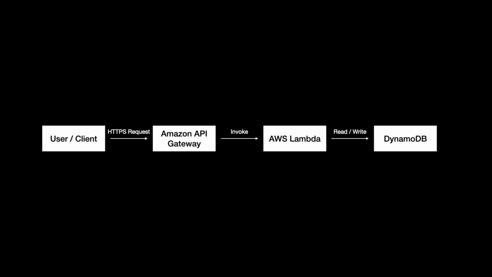When someone hits my API endpoint, API Gateway triggers a Lambda function. That Lambda function updates a counter in DynamoDB and returns the updated count as a JSON response. This is a classic serverless pattern and a great foundation for real-world cloud applications.